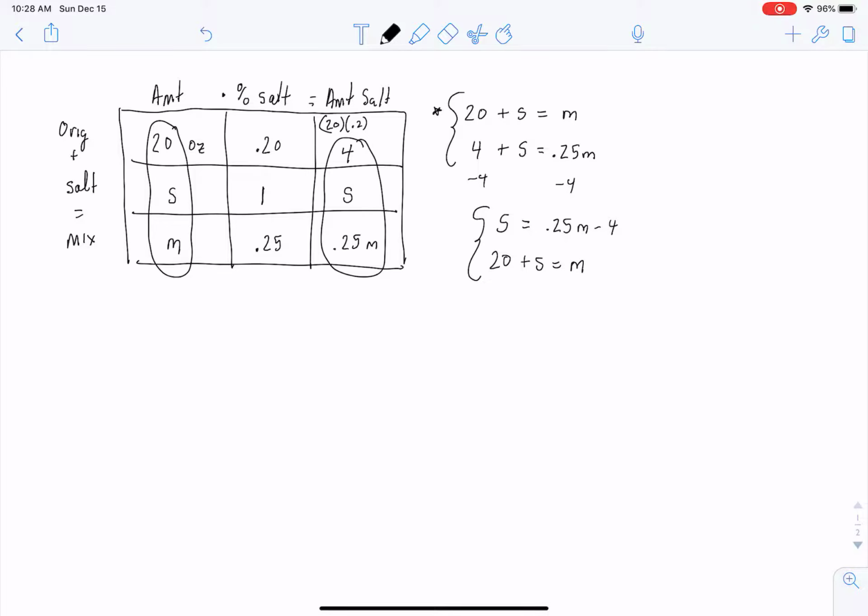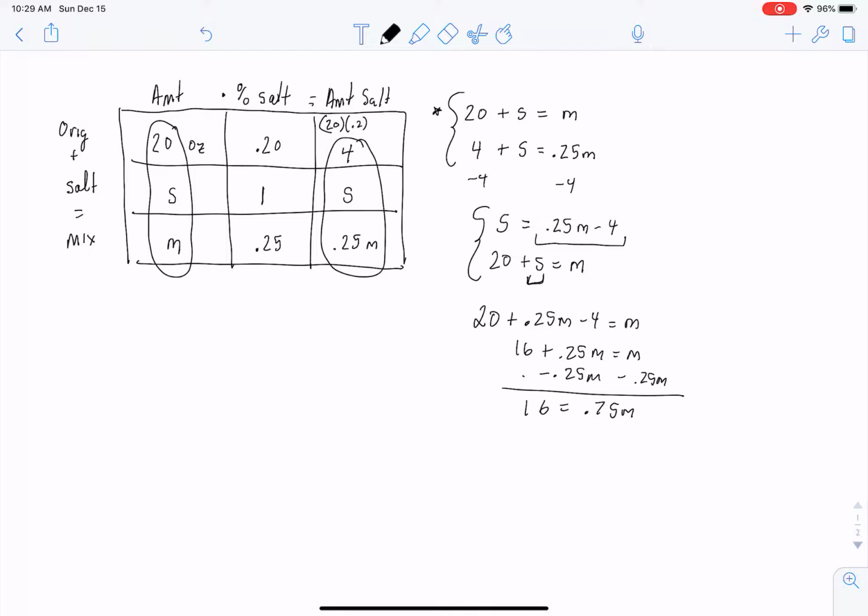So let's use substitution. I'm going to take this 0.25 M minus 4, and I'm going to substitute it into the S for the second one. So I get 20 plus 0.25 M minus 4 equals M, right? 20 minus 4 is 16 plus 0.25 M equals M. And then subtract 0.25 M from both sides. And I get 16 equals 1 minus 0.25, which is 0.75 M.